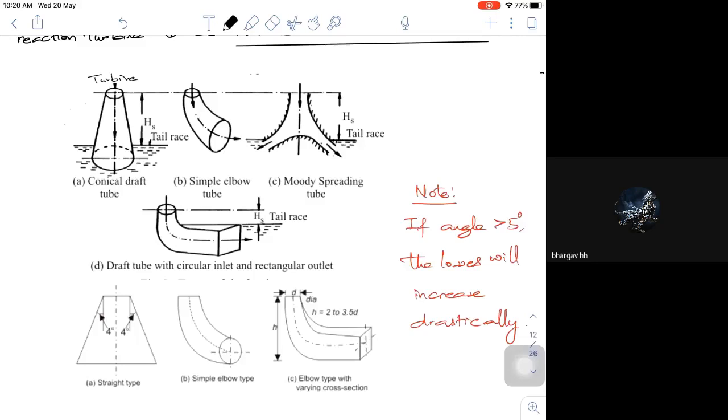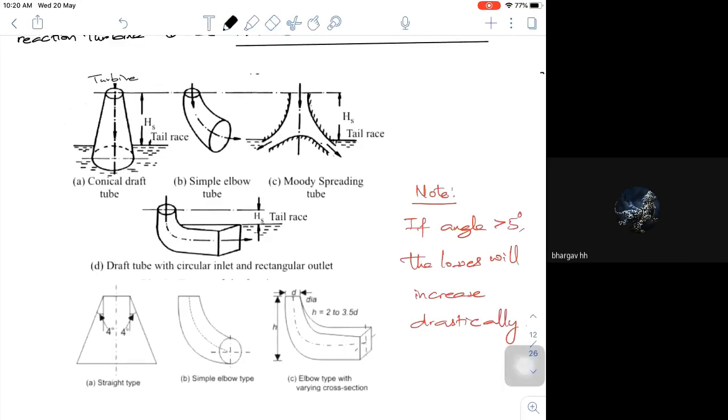Conical draft tube is one type of draft tube. That means it looks like a cut section of a cone, where we place the turbine at the top, and at the bottom we have the tail race.